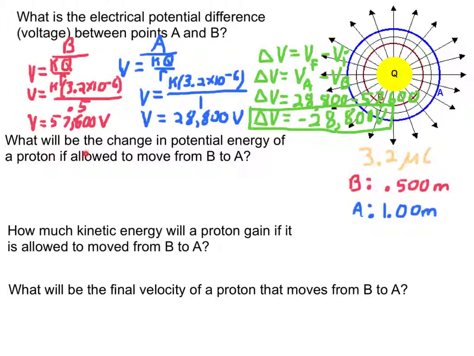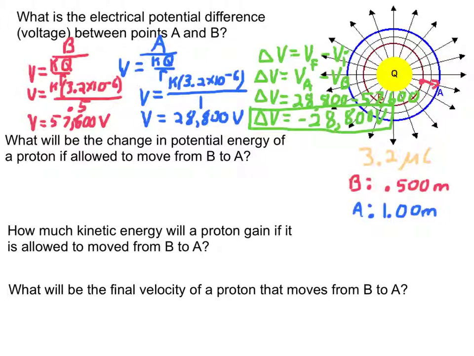All right, so the next question: what will be the change in the potential energy if we let a proton move from B to A? So now that I know the electrical potential at B, and I know it at A, I subtract and get the potential difference. I can calculate the change of potential energy of a specific small particle, a proton. So now I'm putting in a small particle at B, and I'm going to allow it to move to A.